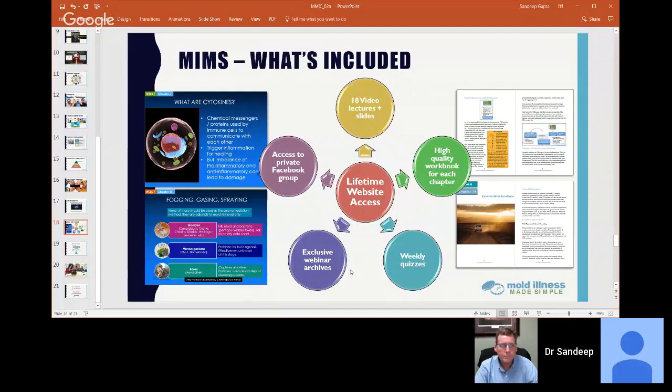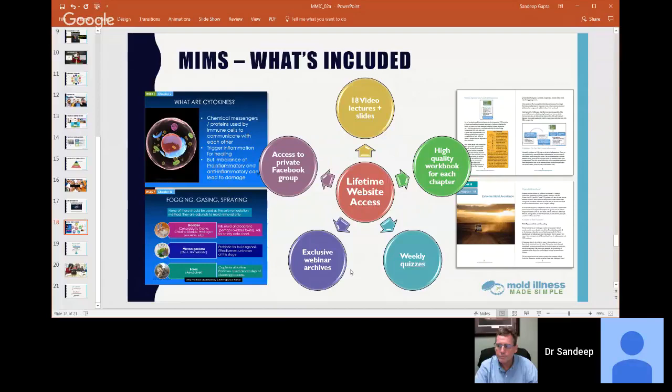So cytokines, which include things like C4a and TGF-beta1, are chemical messengers or proteins which are used by the immune system to communicate with each other. However, they also trigger inflammation for healing in the body. However, when there's an imbalance of pro-inflammatory and anti-inflammatory, which really means compounds that fuel the fire of inflammation in the body and compounds which quench the fire of inflammation in the body, then we have a problem. We have a silent fire of inflammation going on in the body, which can lead to damage.